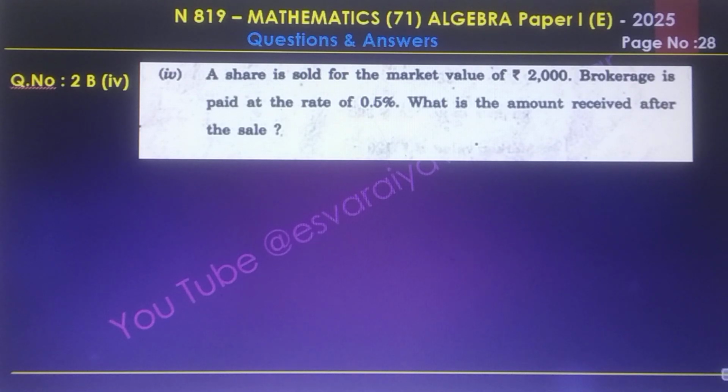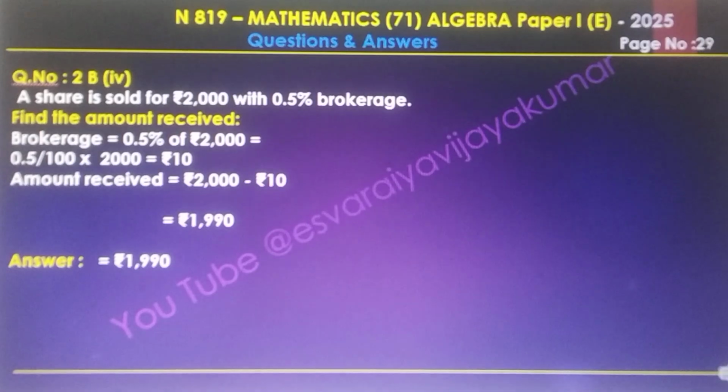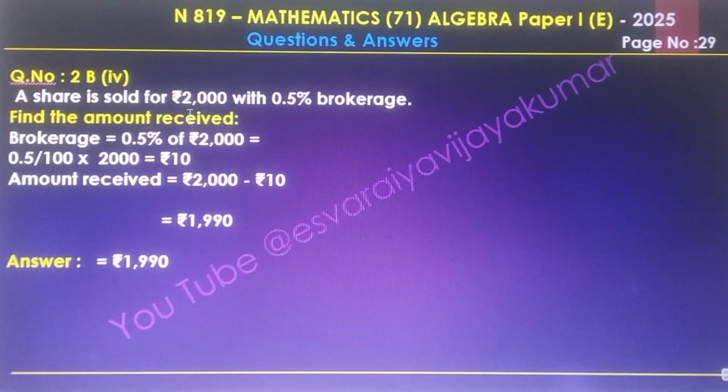And 2B4, the share is sold for the market value of rupees 2000. The brokerage is paid at the rate of 0.5%. What is the amount received after the sale? The share is sold for rupees 2000 with 0.5% brokerage. Find the amount received. The brokerage of 0.5% of 2000 rupees, 0.5 upon 100 into 2000 equal to rupees 10. Amount received rupees 2000 minus rupees 10, rupees 1990. We are getting the final answer.